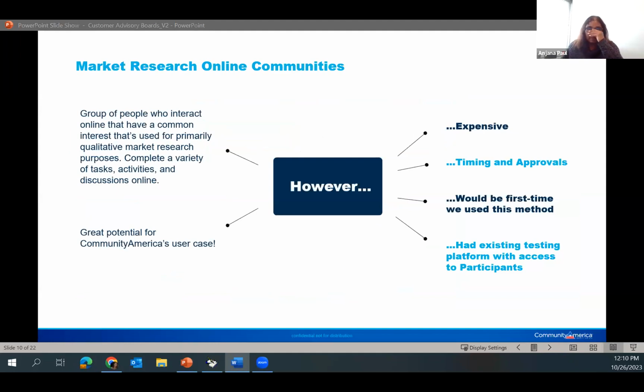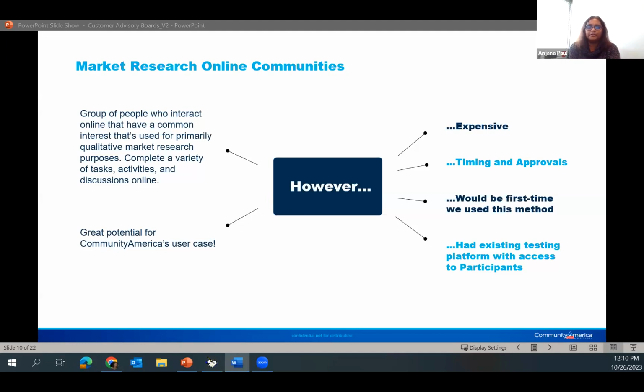One of the options that we looked at for doing this was creating a market research online community. So these community platforms allow you to interact with participants and they complete different tasks, activities, and discussions. It's used a lot in qualitative research, but you can use it for quant as well by increasing the number of participants that you have on board.